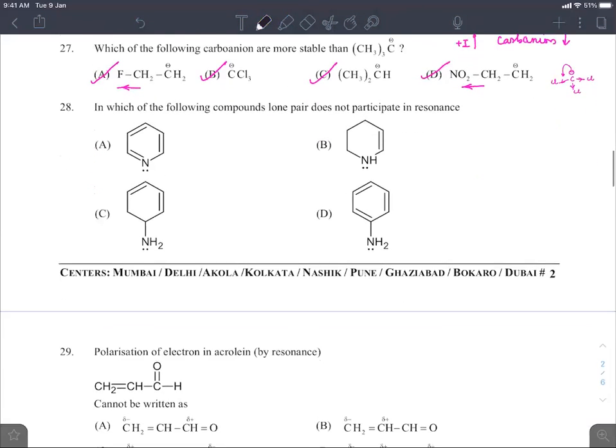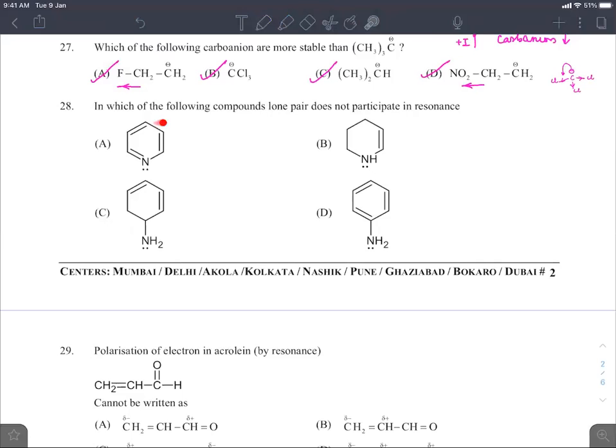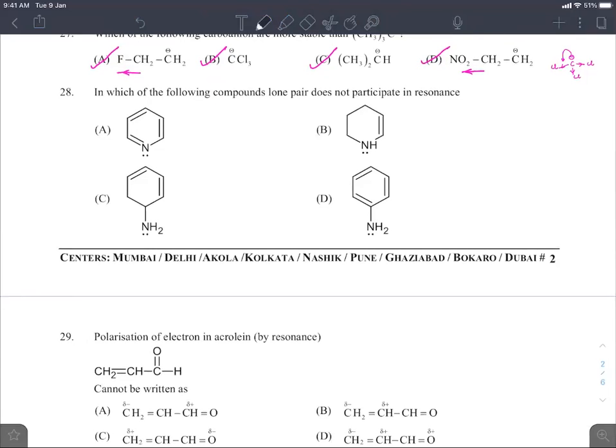Next, which of the following compounds lone pair does not participate in resonance? Okay, we just learned that pyridine's lone pair does not participate in resonance. Here lone pair is adjacent to a double bond, so this will definitely make a resonance here. Here lone pair wants to do, but unfortunately this is an sp3 carbon, so it can't do it. Here lone pair can easily make resonance. Aniline will always have this resonance form, so answer should be A and C.